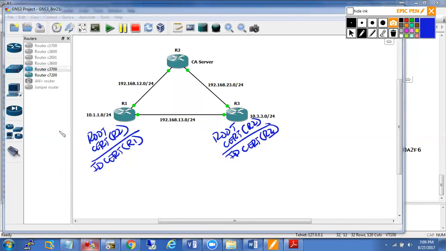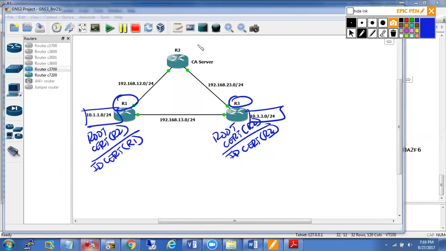Good. Now, R1 to R3, I want to set up a VPN to encrypt 10.1 to 10.3. From this point on, I do exactly what I have been doing. The only thing is I don't use a pre-shared key. Instead, I use certificates to do it. So now I'm ready to do my normal IPsec VPN.